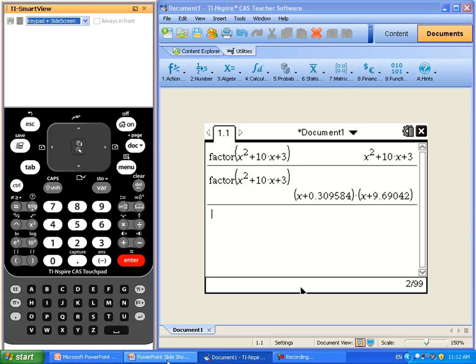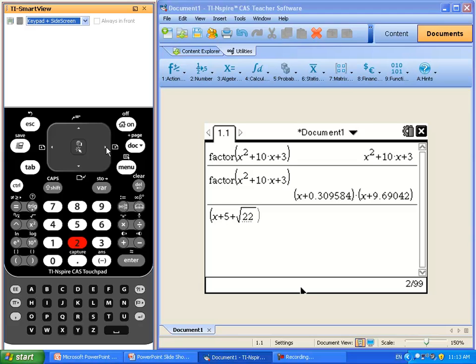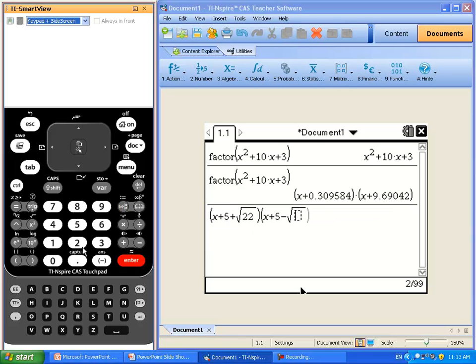And if I then write down the solutions to what we had beforehand, which was x plus 5 plus the square root of 22, and we had x plus 5 minus the square root of 22, and then move across and finish it with a circular bracket, and now go Control Enter.